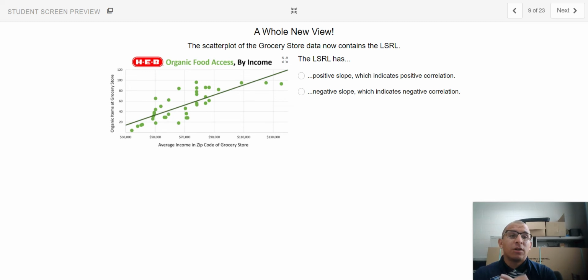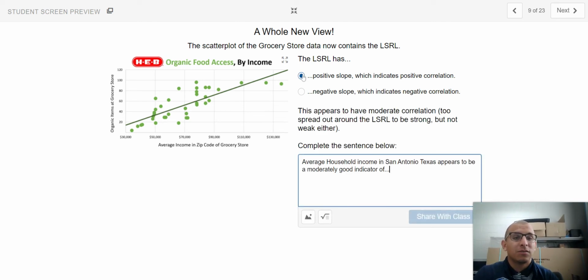All right, so what we've done here on this slide is we've retrofitted our scatter plot with a least square regression line. So as we can see, and hopefully since you've passed Algebra 1 at this point, we can see that the least square regression line has a positive slope, which indicates a positive correlation. This appears to have a moderate correlation.